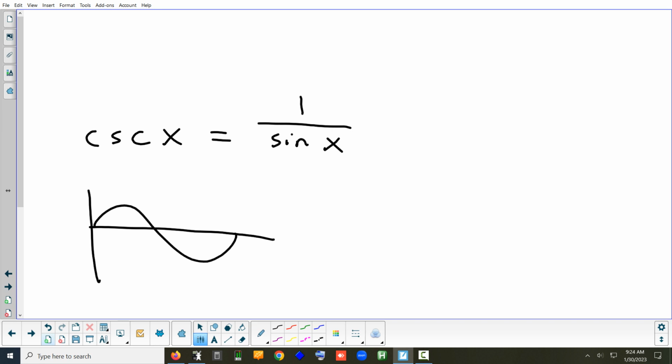And where something crosses the x-axis, like here, here, and there, what's the y value? 0. So what I'm basically saying here is the graph of sine can equal 0. Sine of x can equal 0. What happens in a fraction if you put something in the bottom that could equal 0? I'm not saying it's always 0, but it could be sometimes.